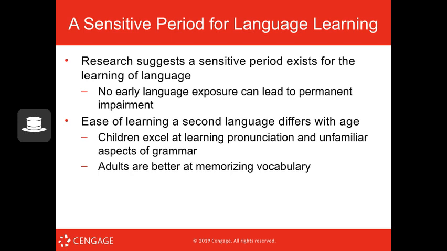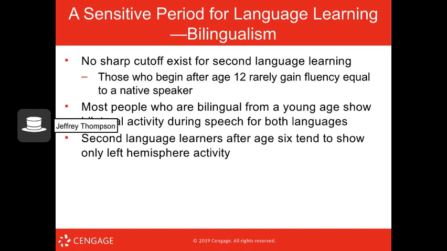And learning the unfamiliar aspects of grammar. Certain languages have different tenses and different rules for conjugating. All those things are much easier to learn at an early age. Adults, however, have a much easier time memorizing vocabulary, so there's a bit of a trade off. There's no sharp cutoff for learning a second language, but if you begin after age 12, it's very unlikely that you'll gain fluency equal to that of a native speaker.